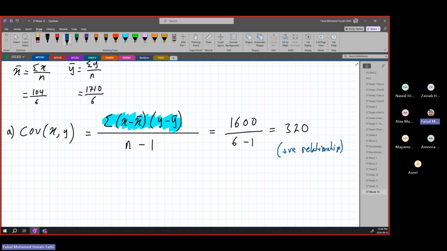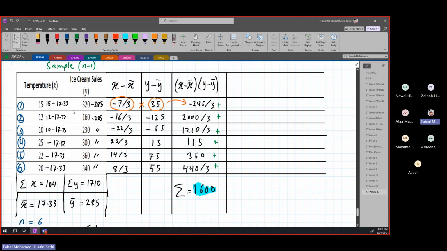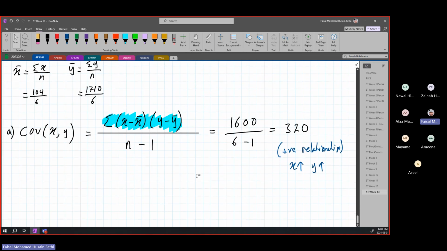In other words, we know that as x increases, y is also going to be increasing. And we can see that also from the values here. So when we had 15, it was a high number. 12, we had a high number. 10, we had a somewhat lower number, from 15. So basically, the x and y values are increasing together. If x is increasing, y is increasing. All right? So this is what is meant by interpreting the results. Understanding that this is a positive value. This is plus 320, so it is a positive relationship.